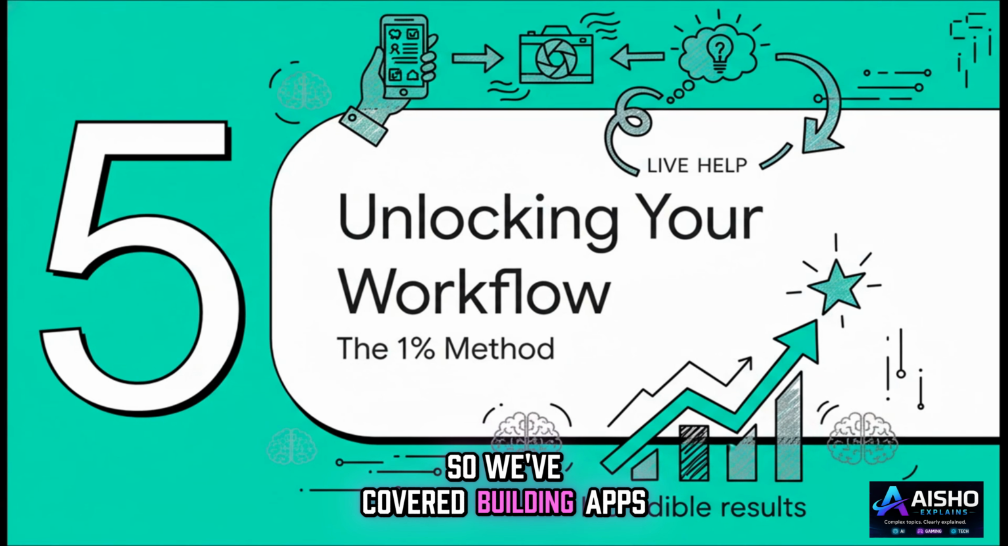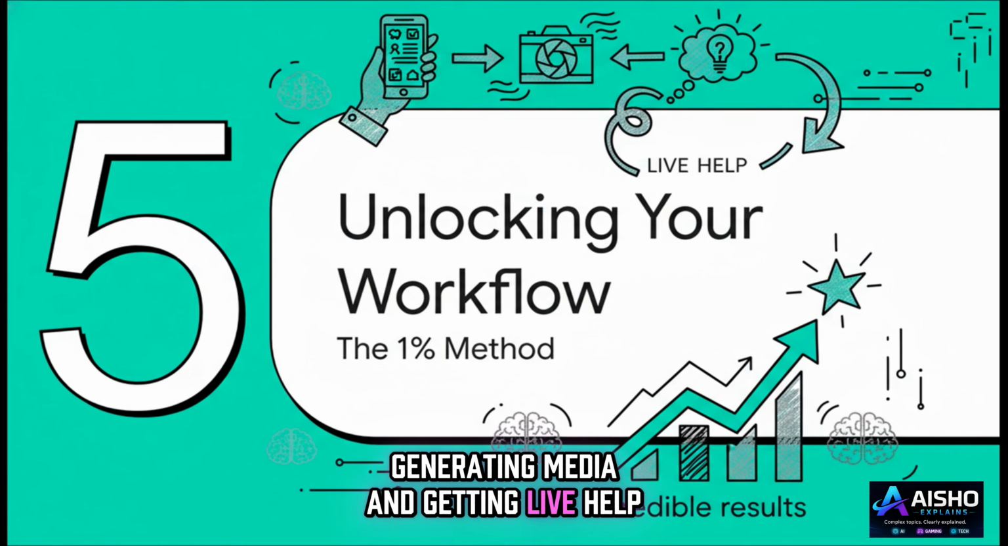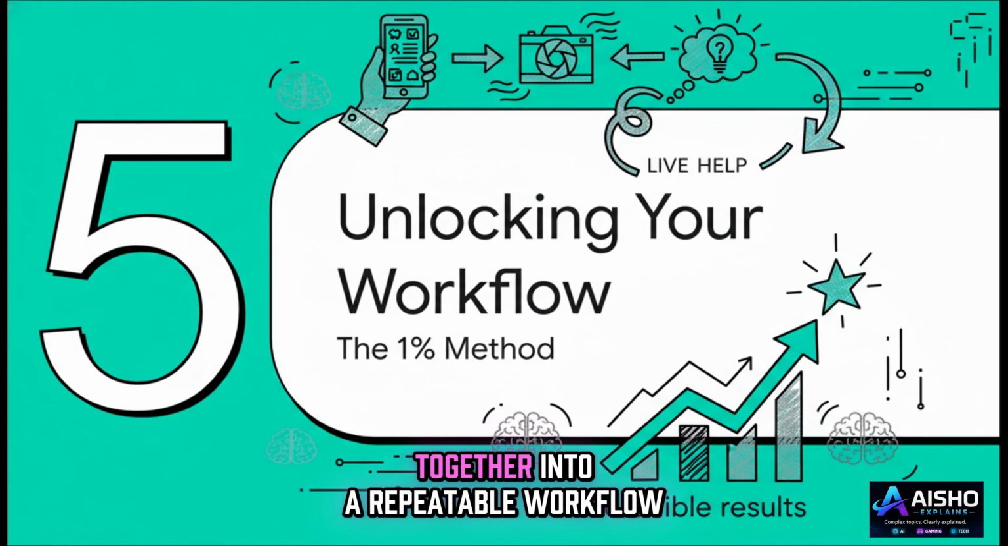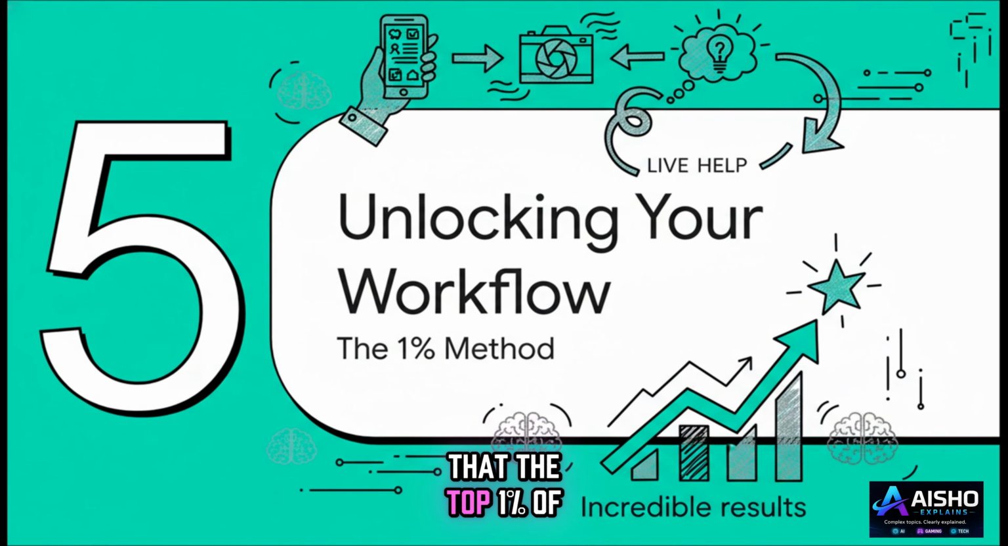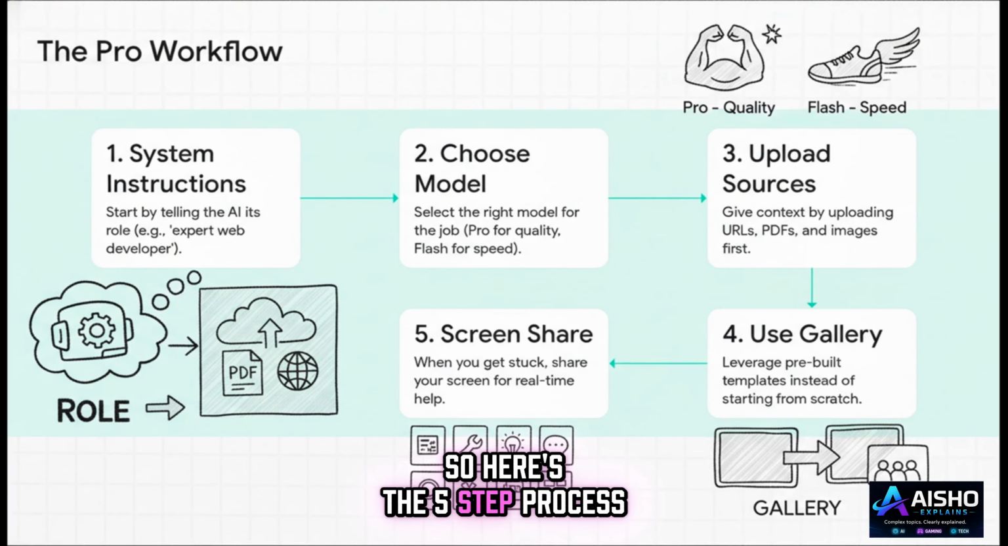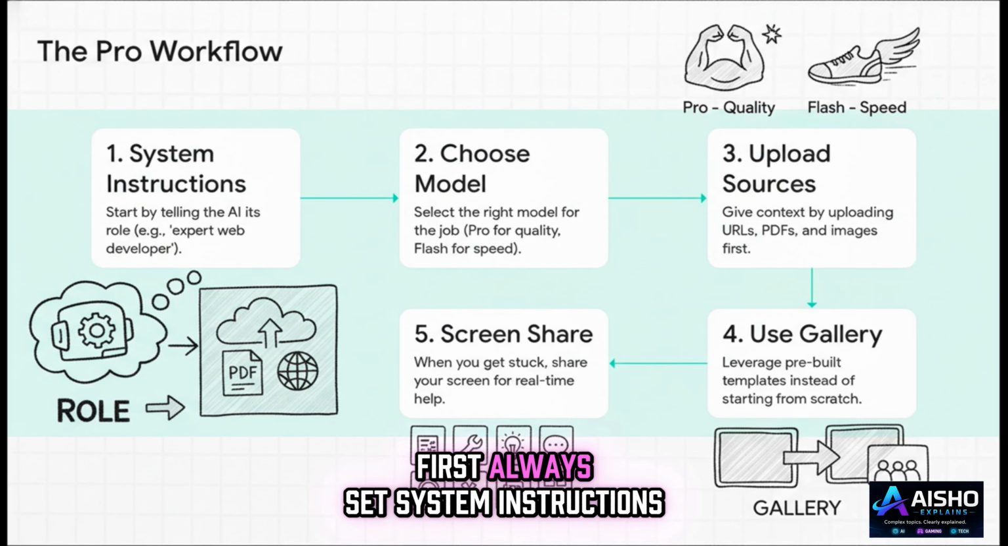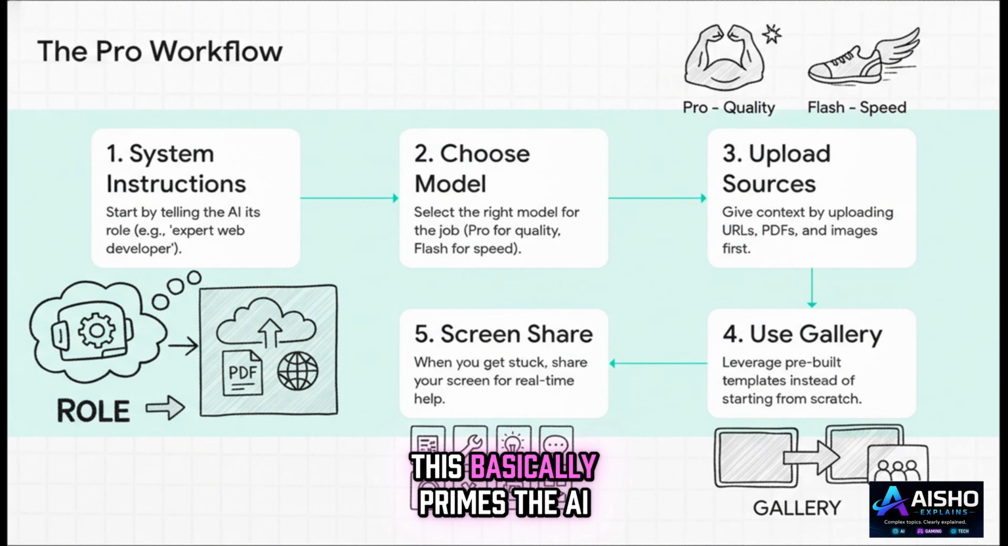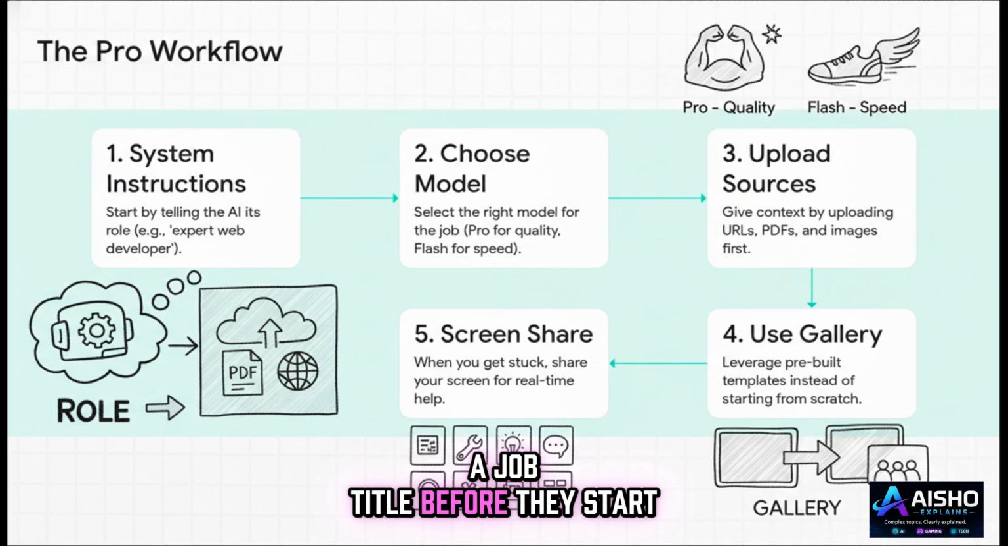So we have covered building apps, generating media, and getting live help. Now let's tie it all together into a repeatable workflow that the top 1% of users follow to get these incredible results every single time. Okay, so here's the 5-step process to follow. First, always set system instructions. This basically primes the AI for a specific task. It's like giving an expert a job title before they start.